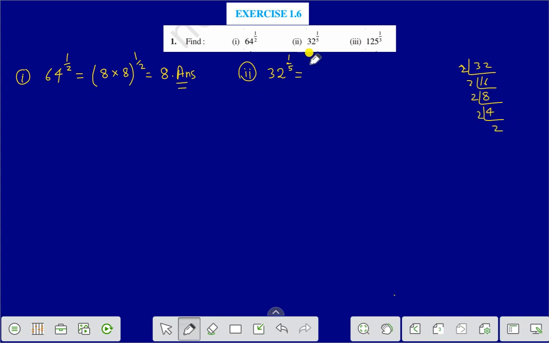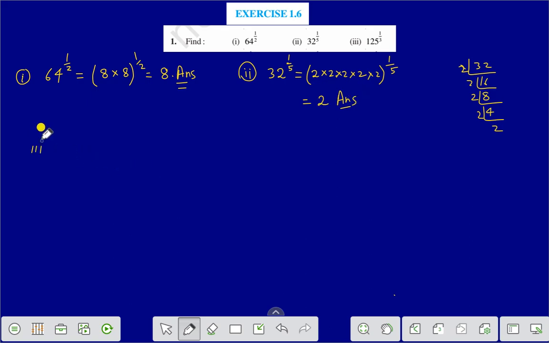Or you can write it here as 2 into 2 into 2 into 2 into 2, to the power 1 by 5. Now here see 1, 2, 3, 4, 5. 5 2's are there. Therefore the answer is 2 to the power 1 by 5. Right?